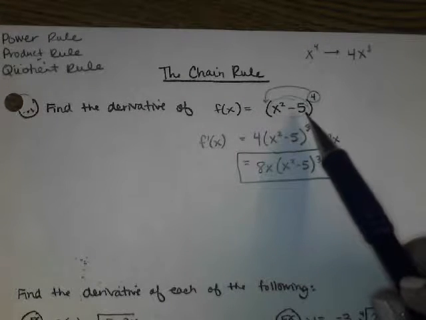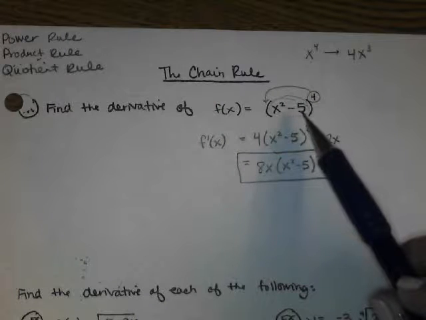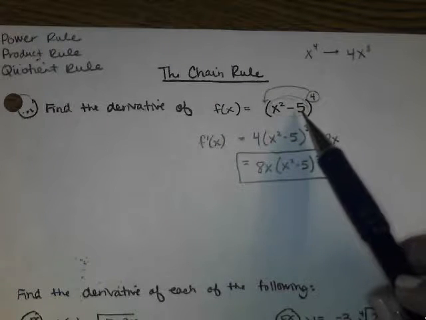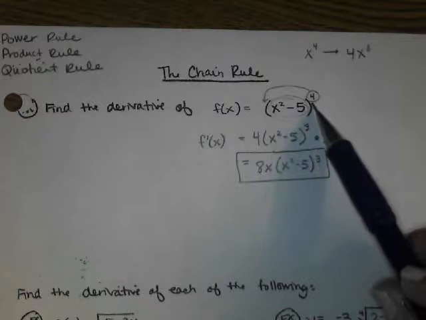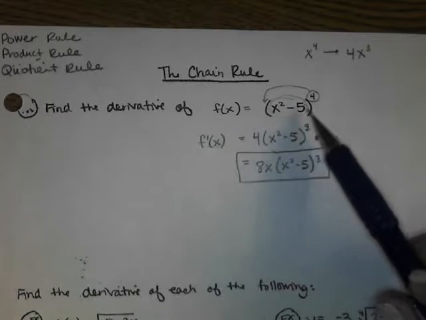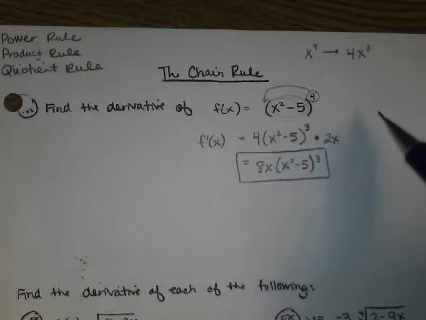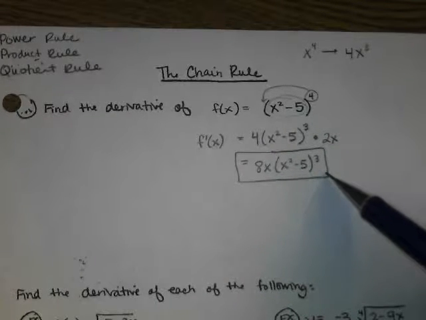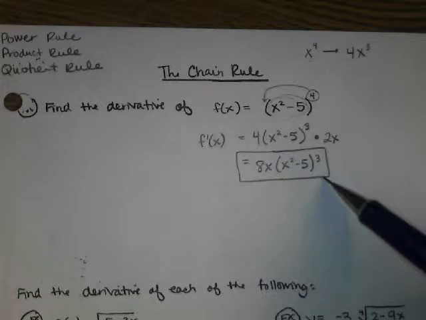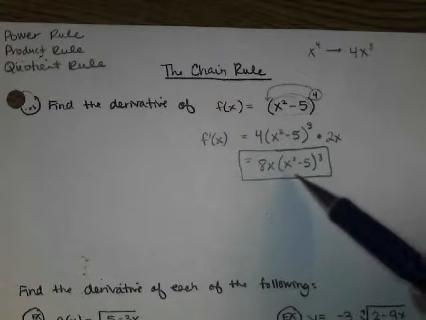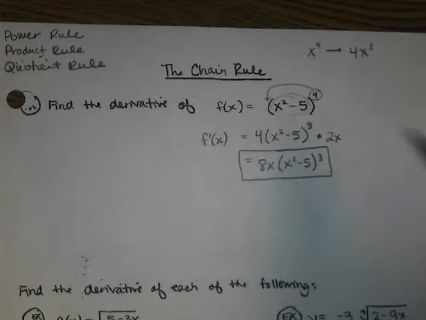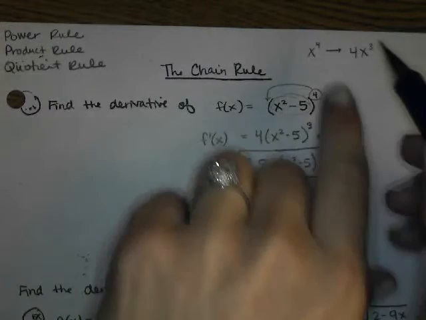But if you ever did multiply x squared minus 5 by itself 4 times, and stretch that all out into one big polynomial and then found the derivative just by using the power rule, you would get this answer. You would get the same thing. Once you cube this out and distribute your 8x, you'd see that it was the same thing. But that's the chain rule. You're really following the power rule, and then you're multiplying it by the derivative of what's inside.